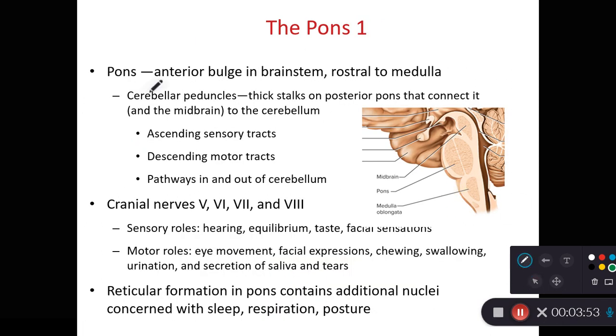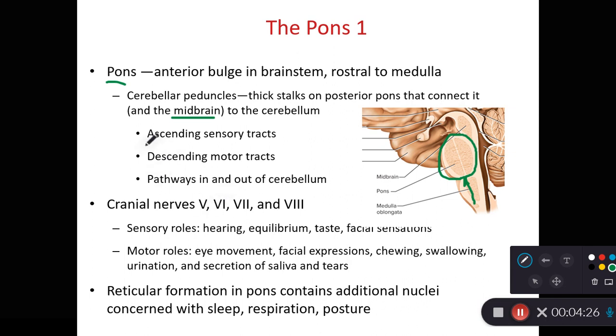As we look at the pons, our pons is an anterior bulge. Here's our pons right here. It's on the anterior portion of the brainstem, rostral to the medulla, so it's closer to the forehead relative to the medulla oblongata. Within the pons, we have the cerebellar peduncles. These connect the pons and the midbrain to the cerebellum proper. They're located fairly easily on the midbrain, but within the pons they're a little bit more difficult to see.